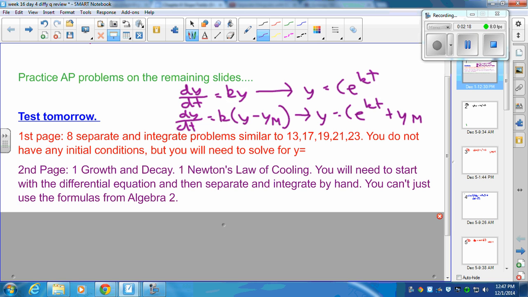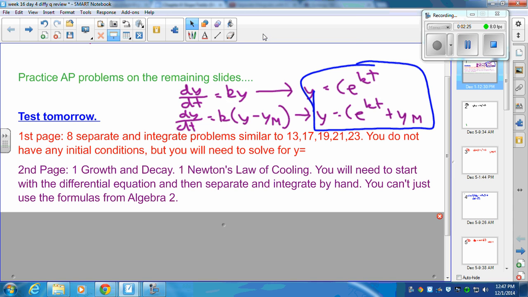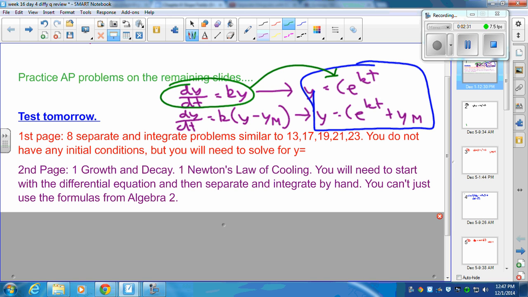On Algebra 2, they just gave you this. Whoops. And you could solve the problems. For you, I'm going to give you nothing. You're just going to read the problem and go, oh, it's that. It becomes that, and then you keep solving. Or, oh, it's this, it becomes this, and it keeps solving.